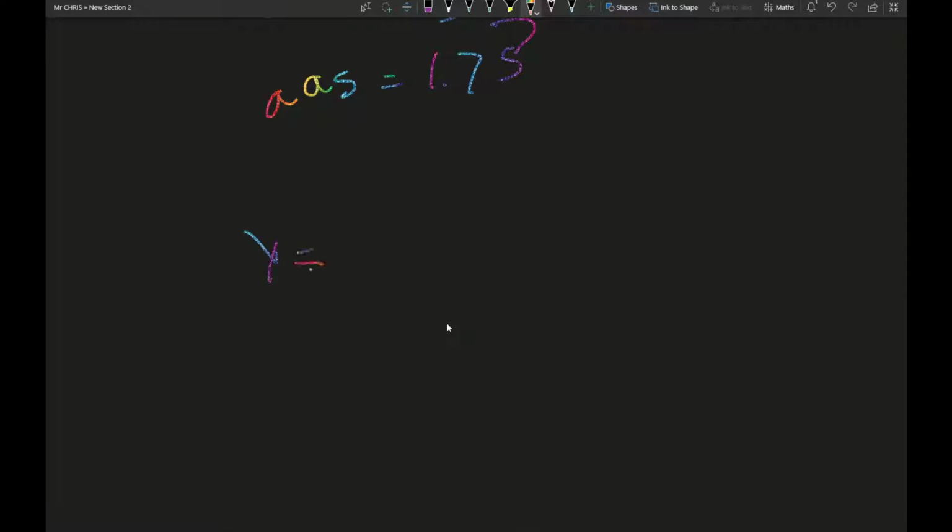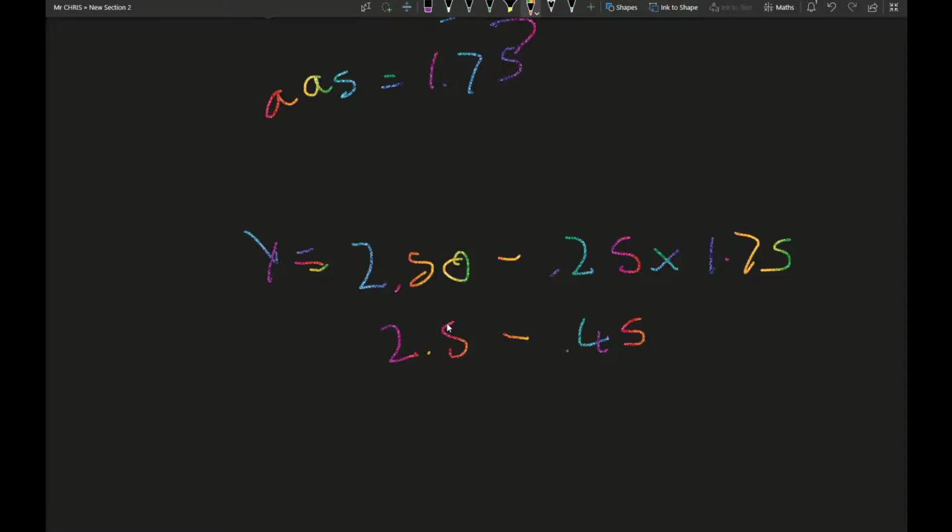So y equals 2.5 minus x amount of quarters, which is 1.75, and that actually gives us 0.4375, and then that equals 2.5 minus 0.4375, and y is equal to 2.0625. So that's her best price right now.